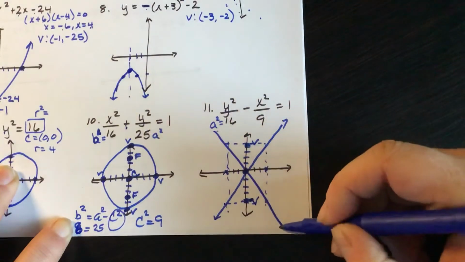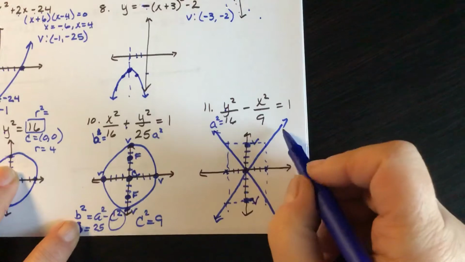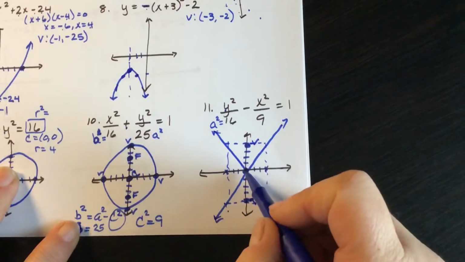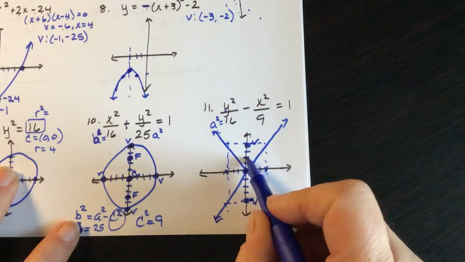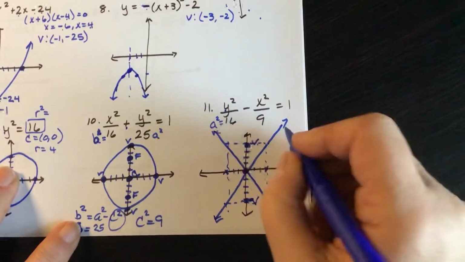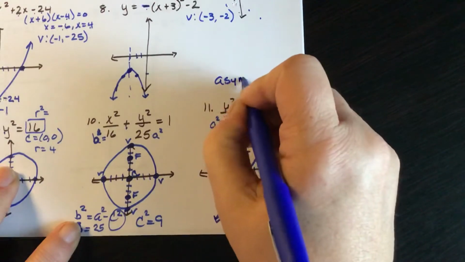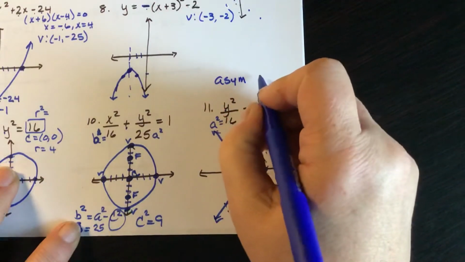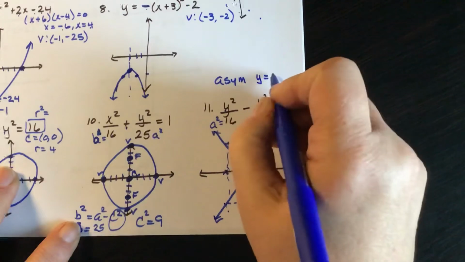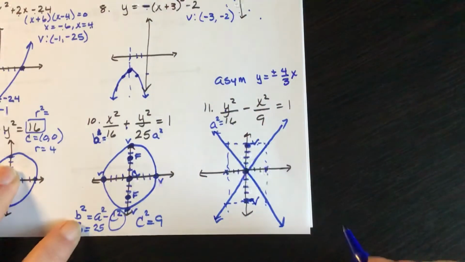Through the corners of the box and through the center. Now the equation of this line, I'm looking for the slope, and it's up 1, 2, 3, 4 over 3. So my asymptotes have an equation of y equals plus and minus 4 over 3 times x.